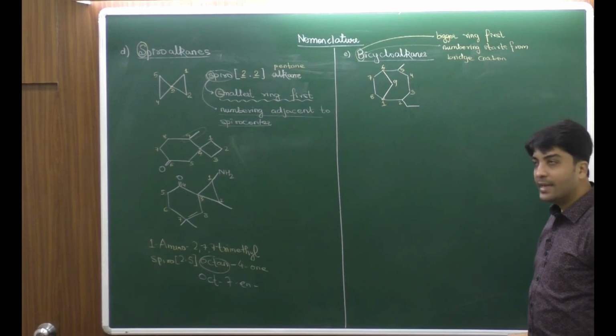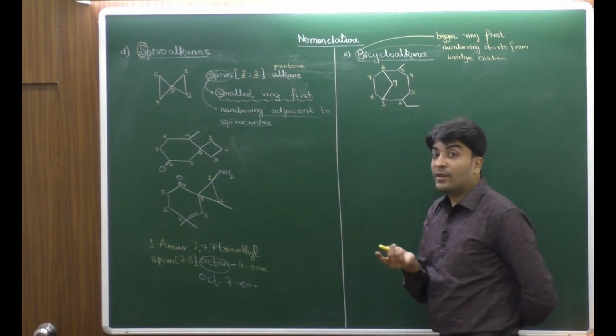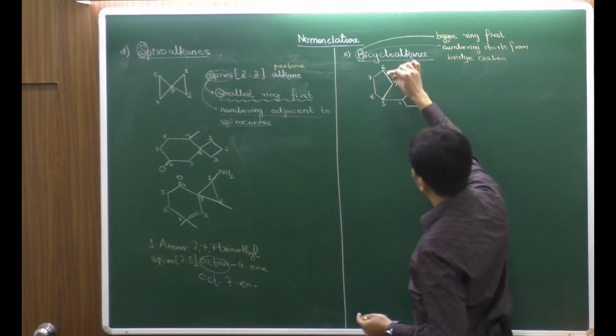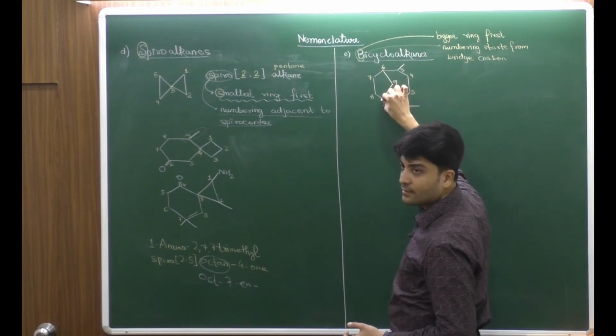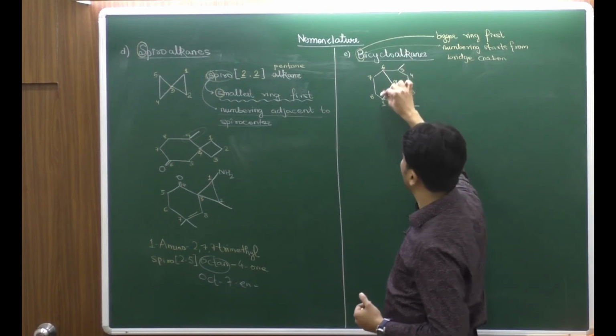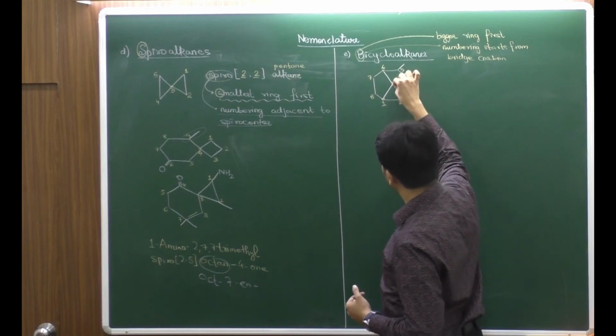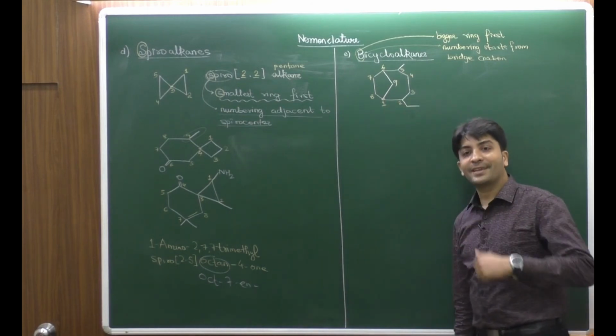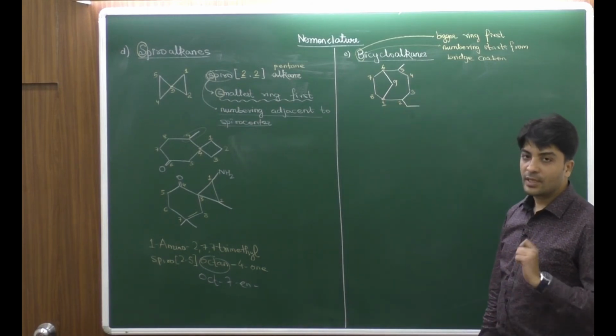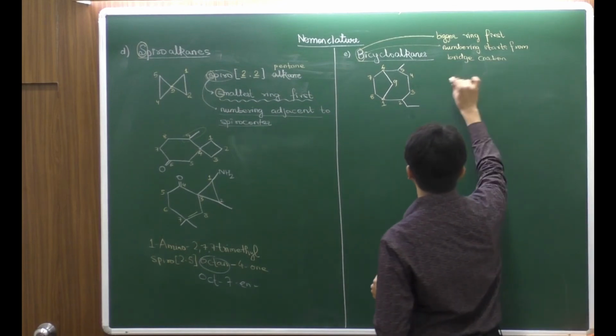The bridge can have a carbon or it may not have a carbon. If the bridge was like this, directly connecting 1 and 6, there would be no carbon in between these two carbons. But here there is a bridge containing 1 carbon. Okay? Now how to name here?